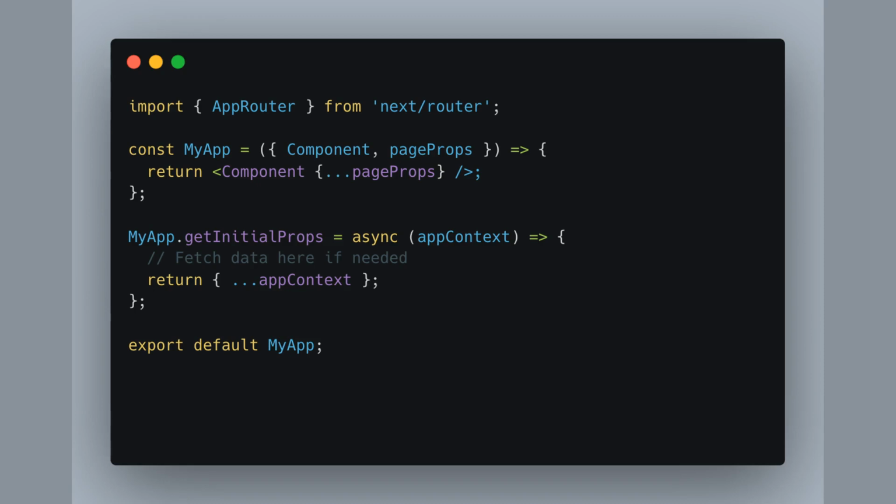Initializing the app router in Next.js 14 is essential for data fetching. Here, we import app router from Next router and create a functional component, MyApp. This component renders the pages component and props. In MyApp, getInitialProps, we can fetch initial data for our app. This is especially useful for server-side rendering.